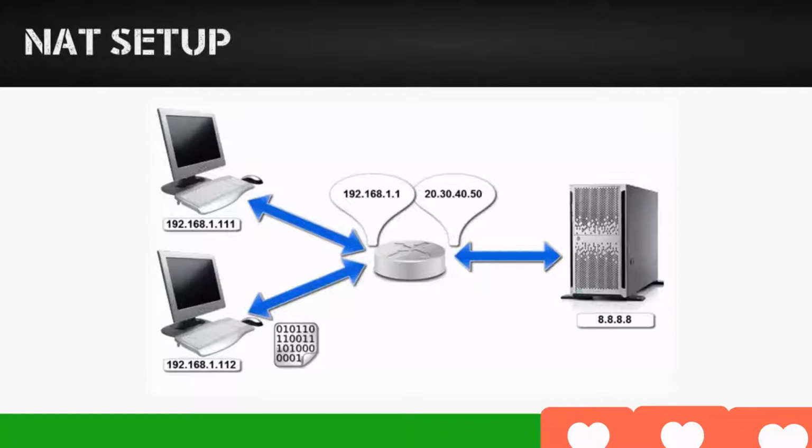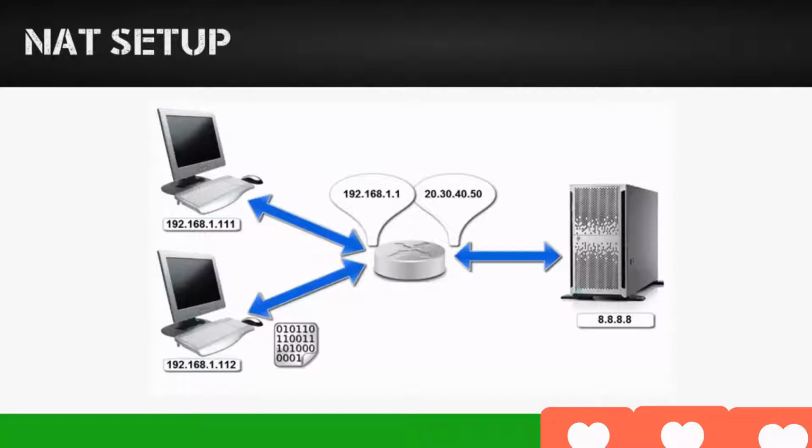Now the question is, what happens if one of these two machines wants to talk to a server on the internet with a public IP address? You might have noticed by now that the router has two interfaces with two different IP addresses. On the left hand side, it has 192.168.1.1. On the right hand side, it has 20.30.40.50, and this is a public IP address.